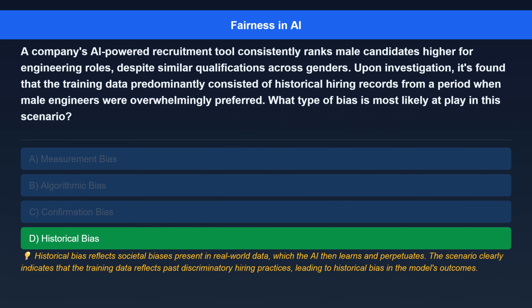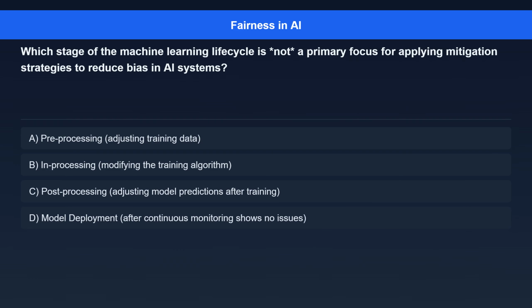The correct answer is historical bias. Here's the explanation. Historical bias reflects societal biases present in real-world data, which the AI then learns and perpetuates. The scenario clearly indicates that the training data reflects past discriminatory hiring practices, leading to historical bias in the model's outcomes.